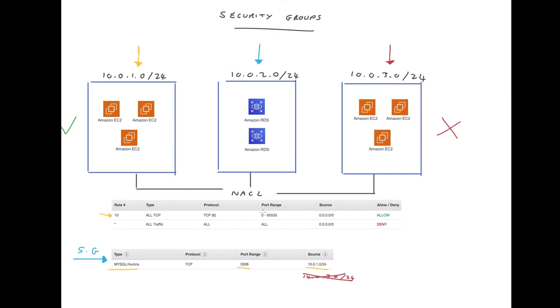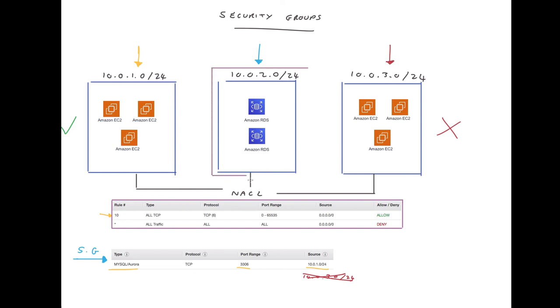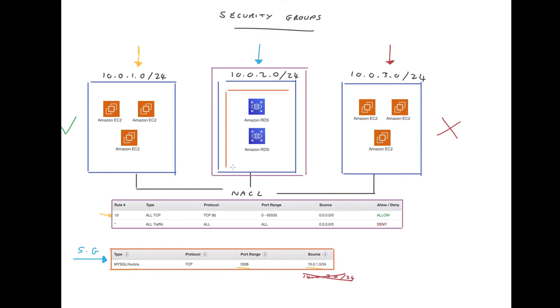So how do both these NACLs and security groups work together? Well, the NACL works at the subnet level. So let's say the NACL is this purple line. And as this NACL is associated to this subnet, as an example, let's just put that NACL around the edge of the subnet like so. And let's say this orange is our security group. And that security group is associated to our databases inside this subnet.